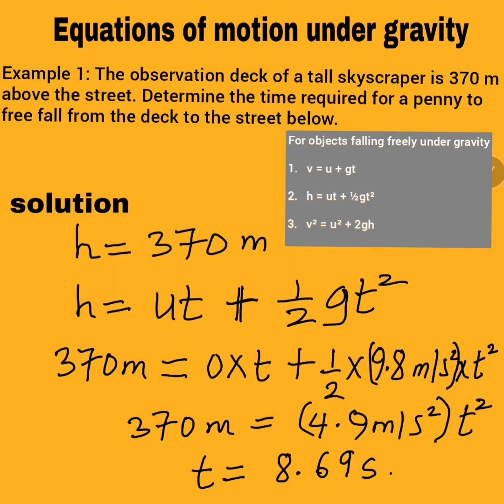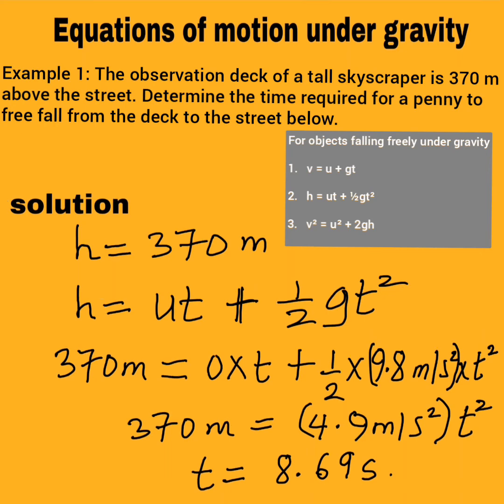Alright, how did we get 8.69 seconds? First, you divide both sides by 4.9, then after that, you look for the square root. This time, 8.69 seconds, is the time it will take for a penny to free fall from the deck to the street below. I hope you understand. Let me take another example.